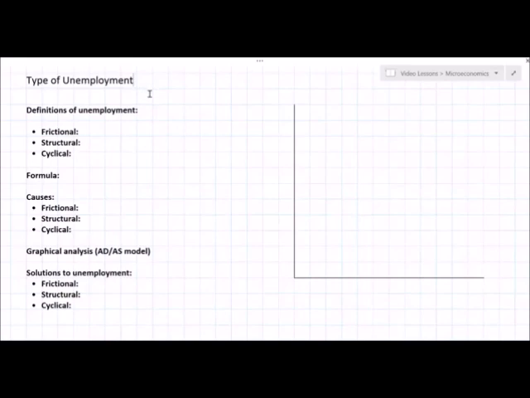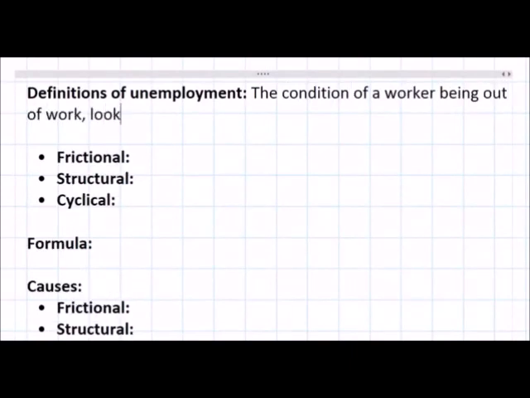Let's start with the definition of unemployment. Now, if you're studying macroeconomics, you've probably learned that keeping the nation's unemployment rate low is one of the major macroeconomic objectives of government policymakers. But what exactly is unemployment? Unemployment refers to the condition of a worker being out of work, looking for a job, but unable to find a job. So that's a very specific definition.